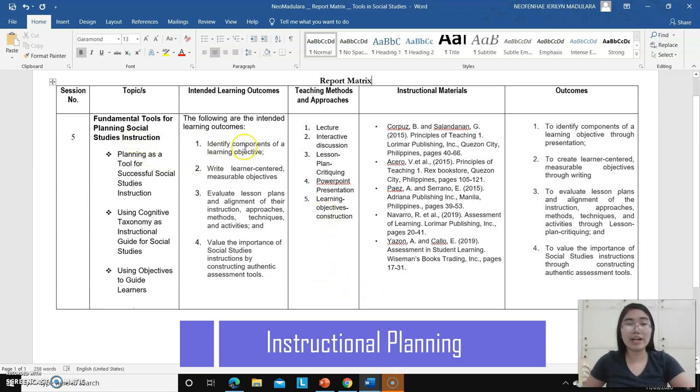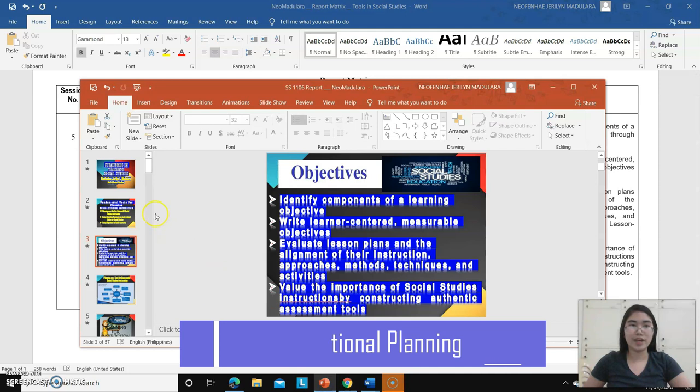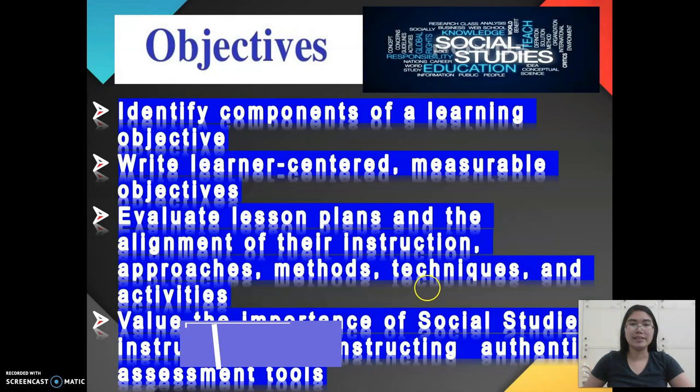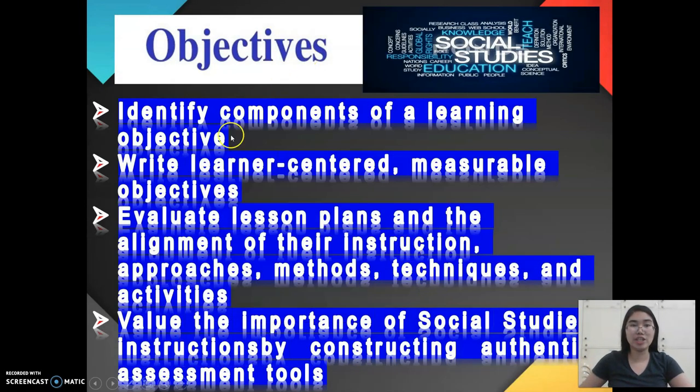Topics, intended learning outcomes. Intended learning outcomes: first, we have four. Okay, so first, identify components of a learning objective. Write learner-centered, measurable objectives. Evaluate lesson plans and the alignment of their instruction, approaches, methods, techniques, and activities. And lastly, the students will be able to value the importance of social studies instruction by constructing authentic assessment tools.